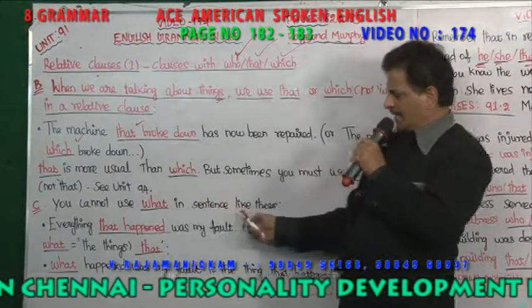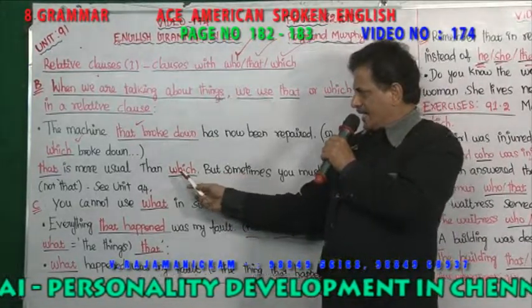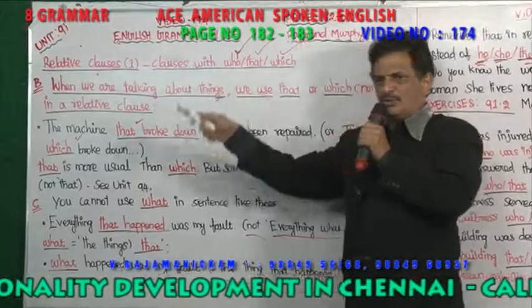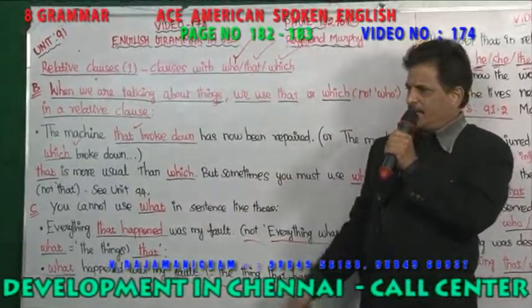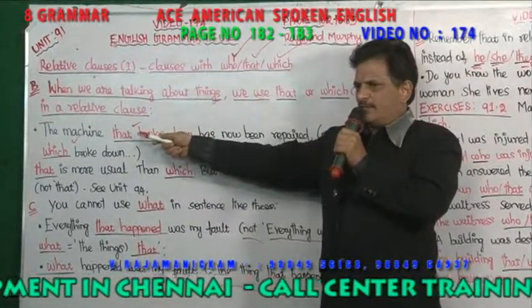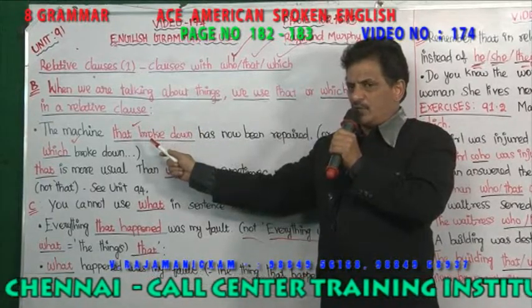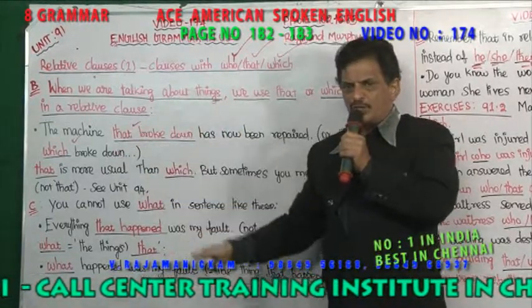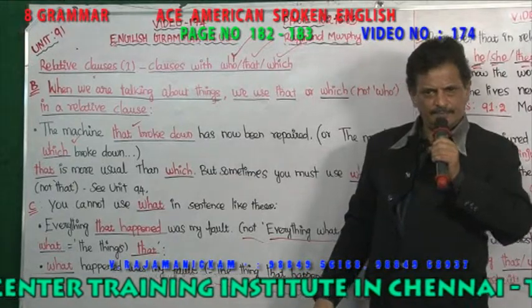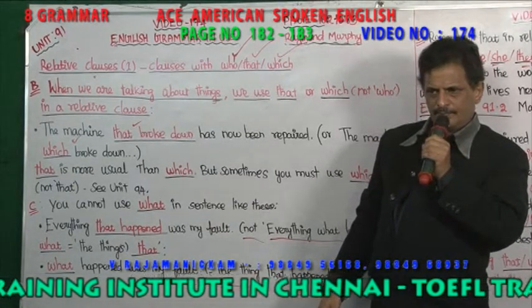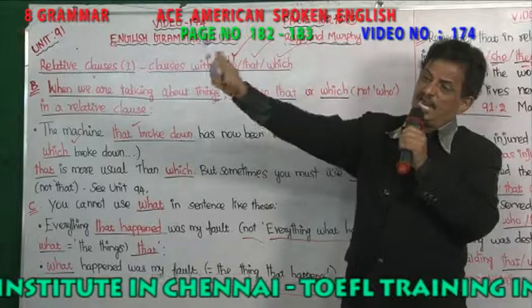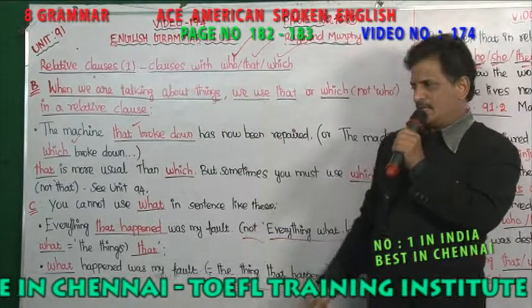You cannot use what in a sentence like this. இந்த மாதிரி வாக்கியங்களிலே the machine what broke down, கரெக்டா? தவறு. The machine that broke down என்று தான் சொல்ல வேண்டும். The machine which broke down என்று தான் சொல்ல வேண்டும். The machine what broke down என்று சொல்லக்கூடாது. The question which she asked; what she asked என்று சொல்லக்கூடாது.